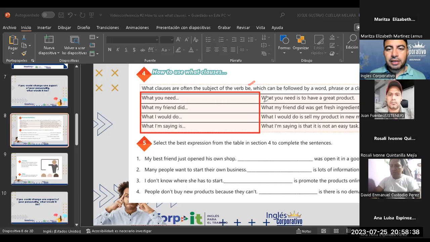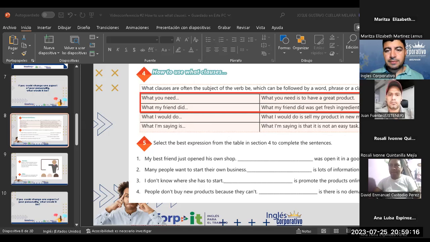Okay, por ejemplo, aquí ve. What you need is, which can be followed by a word, phrase or a clause. Okay, so here we have what you need, what my friend did, what I would do, what I'm saying. Okay, so in this case, and here we have this example, what you need. Daniel, I need you to help me read number one and number two, please, my friend.